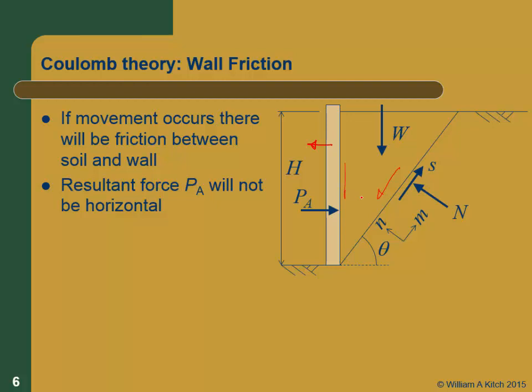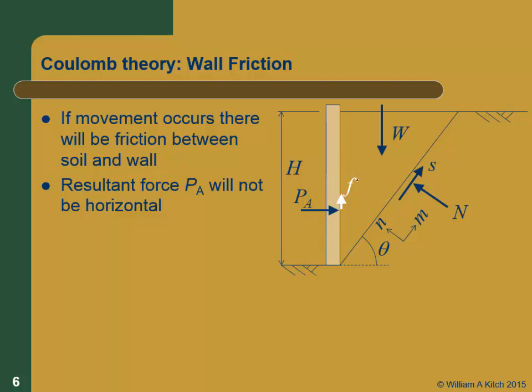Relative to the wall, the wedge is going to slide down the back of the wall, and it's going to slide on this failure surface. And if it is sliding on here, there's going to be some vertical component to the wall, and PA is not going to be horizontal. I just messed that up, so I'll erase this.